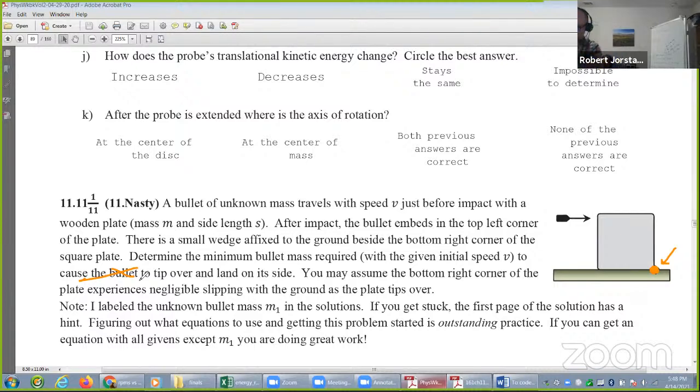Okay, got that written down. Okay, so that's supposed to say plate right there. Causes the plate to tip over.